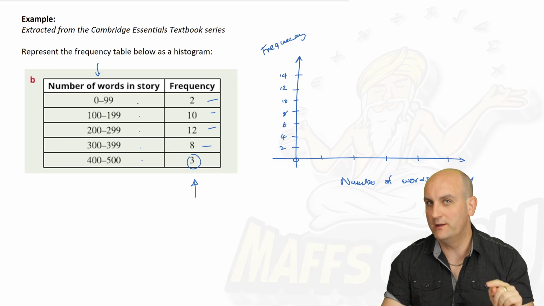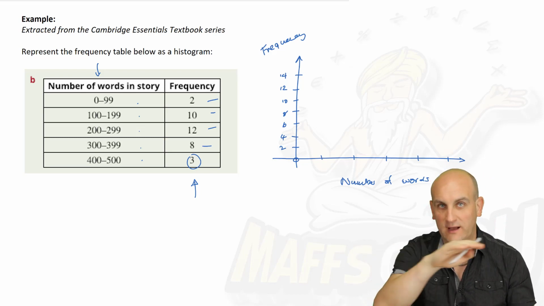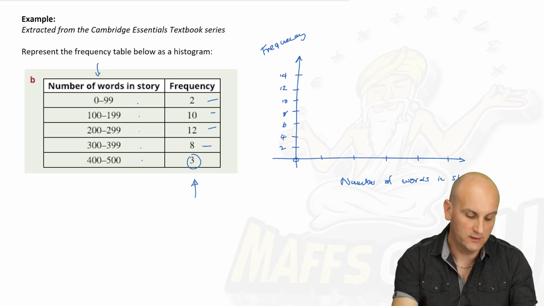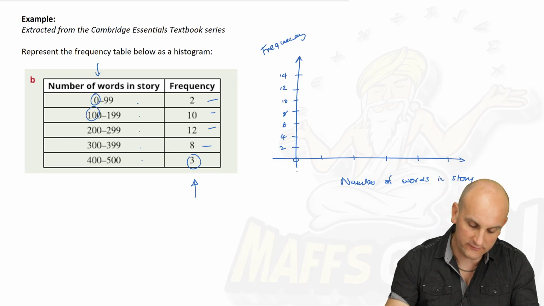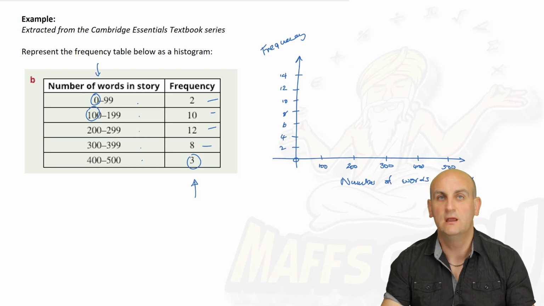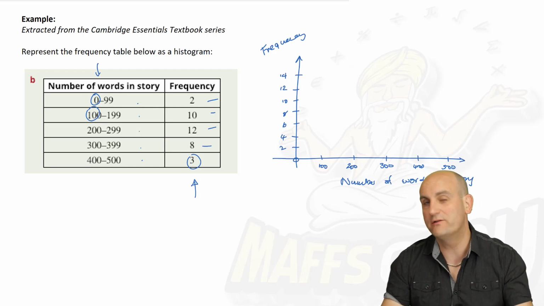Now, what numbers are we going to put on our horizontal axis? What are we going to put? Well, remember, it's the start numbers. So 0, 100. So there's going to be 0 there. That's 100, 200, 300, 400, and 500. And now we've done the hard stuff, believe it or not.